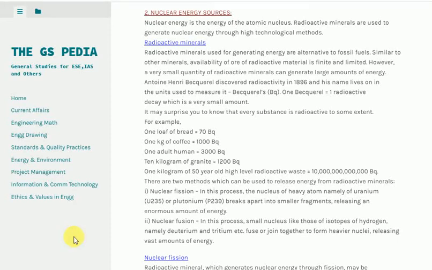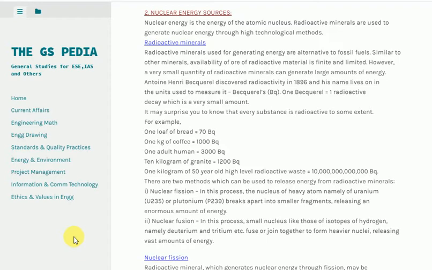H. 2. Nuclear energy sources. Nuclear energy is the energy of the atomic nucleus. Radioactive minerals are used to generate nuclear energy through high technological methods. Radioactive minerals used for generating energy are an alternative to fossil fuels.